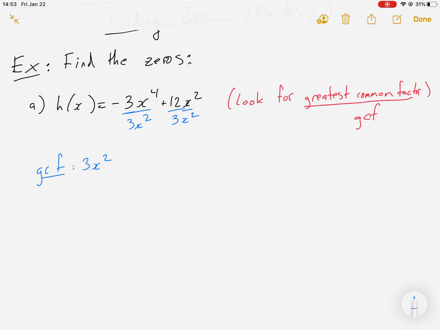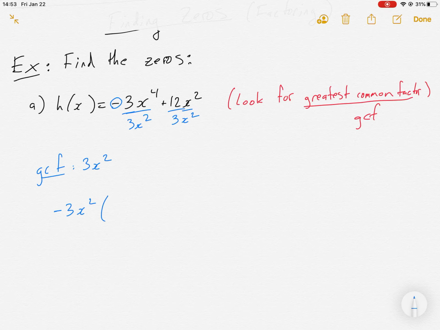So what we're going to do is divide that out and put that out front. Another thing I'm going to do is I usually don't like the leading term to be negative, so I'm also going to take out that negative sign. It's not the end of the world if you don't do that, but oftentimes things work out better if you also take out the negative. So let's take out a negative 3x squared.